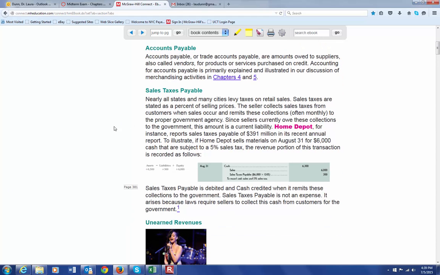Same thing is true with sales tax payable. If you sell merchandise retail, then you are required by law to collect sales tax. But that sales tax is not your money. It's owed to the government, generally the state government. So they give an example here of Home Depot, and they reported sales tax payable of $391 million in their most recent annual report.